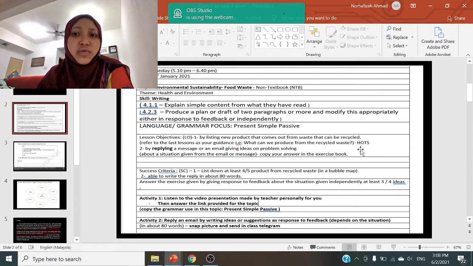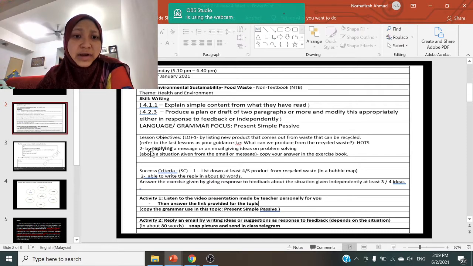So what ideas you can come up with, or any product that you can produce from the recycled waste. I cannot tell you the answers. You need to list down. After this, I will explain to you the success criteria, or what you have to do, because this is high order thinking skill.